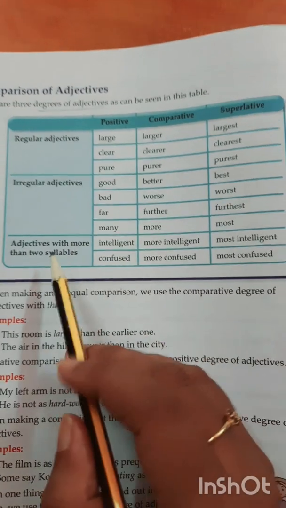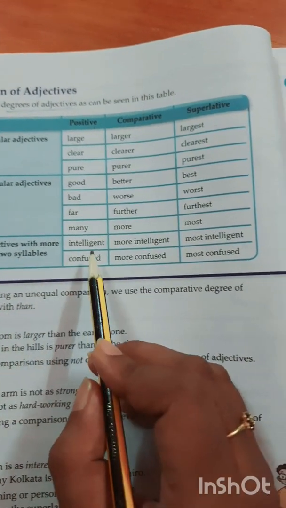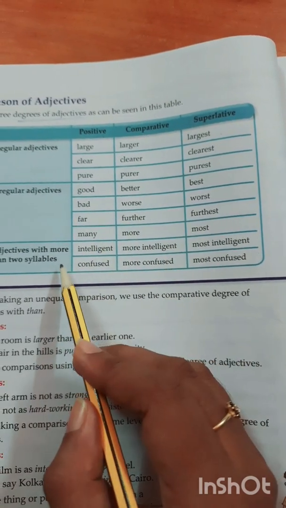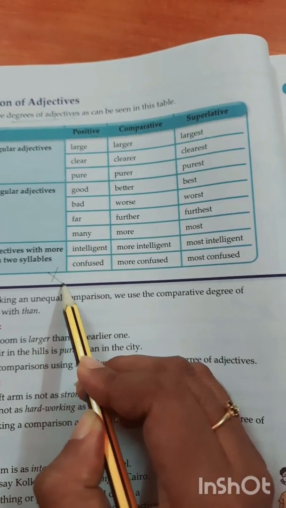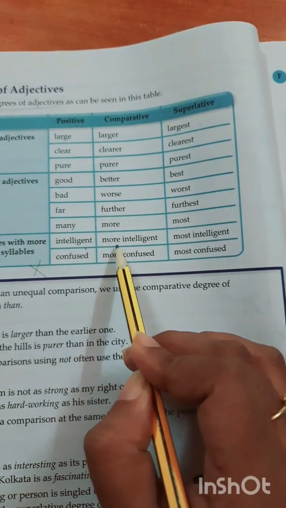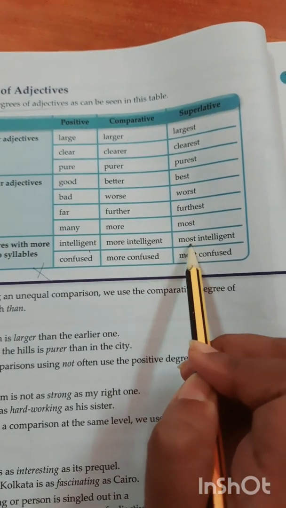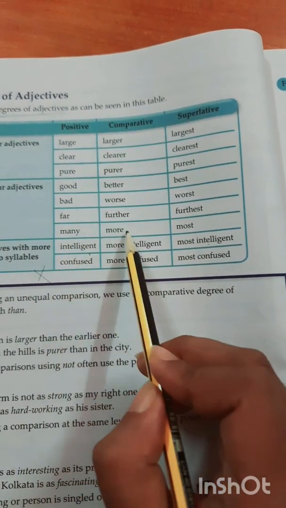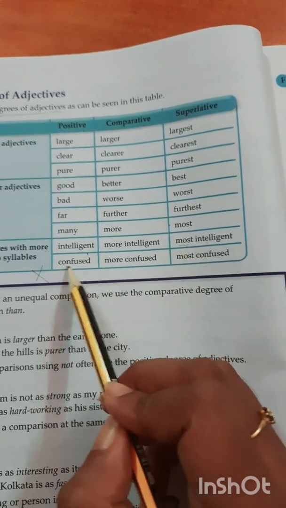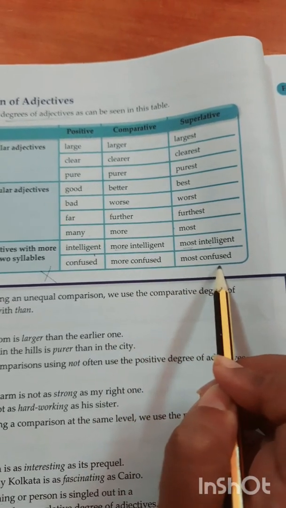Yes. And now, what are the adjectives with more than 2 syllables? Which means intelligent, you cannot say intelligenter, intelligentest. That is totally wrong, right? But intelligent, what's the comparative degree of intelligent? More intelligent. Yes, superlative, most intelligent. You know that many, more, most, right? So you're using here more, most. Confused, more confused, most confused.